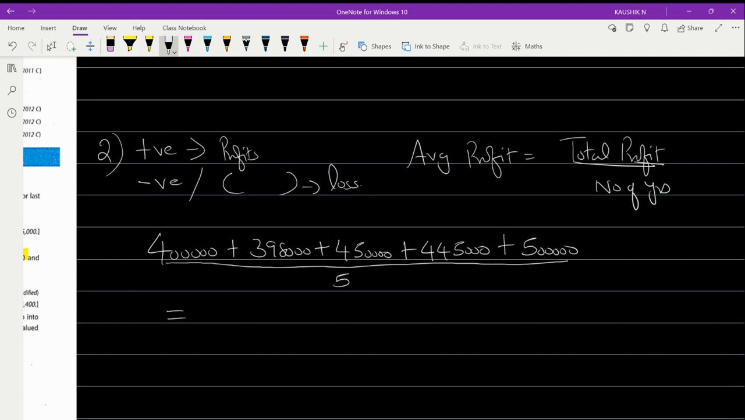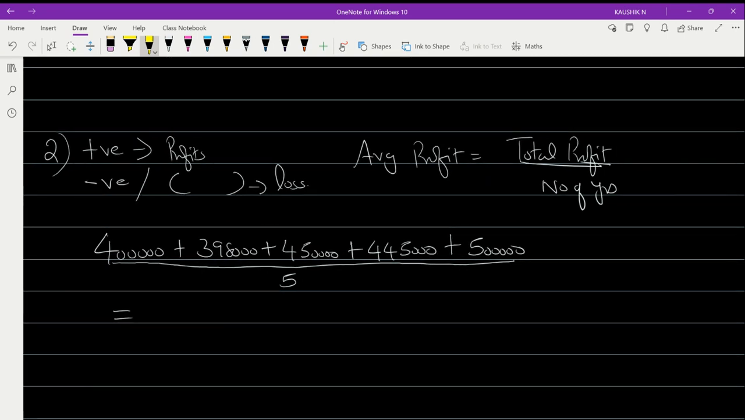When you add all this, what amount will you get? Tell me. 9,37,500. Ma, please do it carefully. Ma, the values are given in lakhs: 4 lakhs, 3 lakh 98,000, 4 lakh 50,000 plus 4 lakh 45,000 plus 5 lakhs. Check out the values properly, add them and tell me the value correctly.